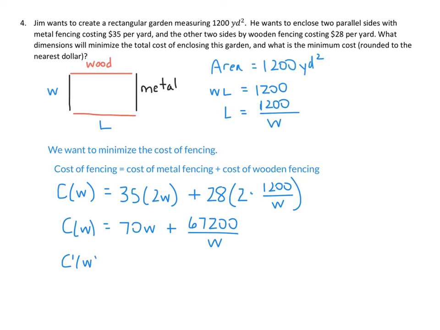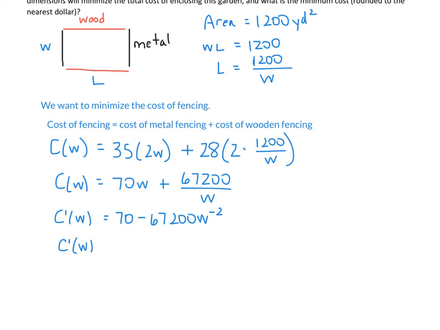So the derivative of this is going to be 70 minus 67,200 W to the negative 2 exponent. To find that derivative, I thought of our cost function as writing that W in the denominator as being in the numerator with a negative 1 exponent. So our derivative, we can write as 70 minus 67,200 divided by W squared.